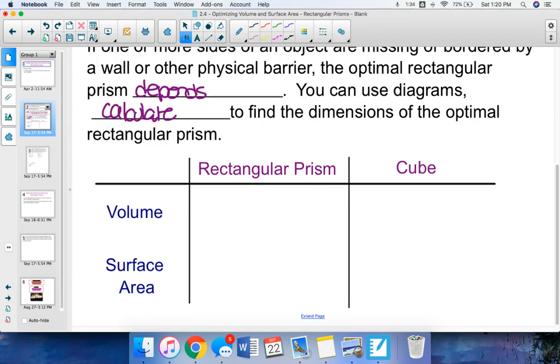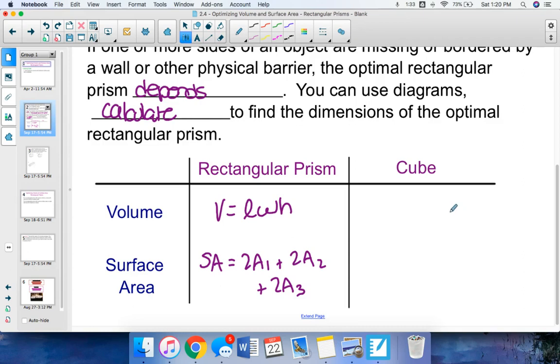The volume for a rectangular prism is length times width times height. And the surface area is going to be 2 of side 1 plus 2 of side 2 plus 2 of side 3, the area for each. So surface area equals 2 of A1 plus 2 of A2 plus 2 of A3.